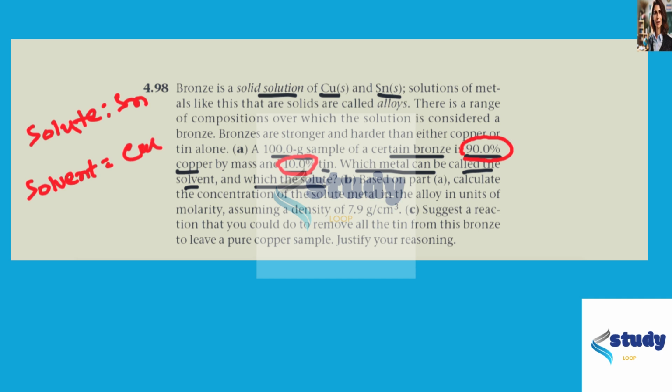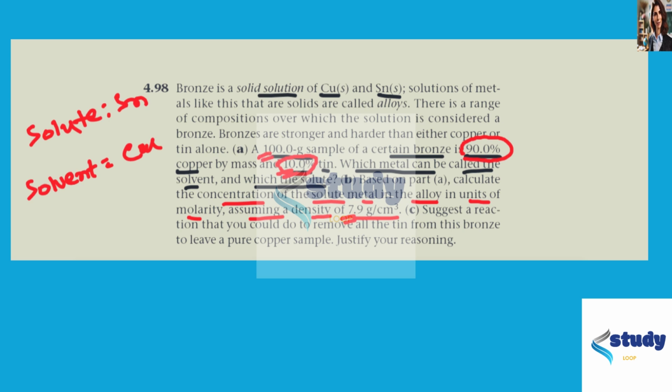Now in the second part of this problem, we have to find the concentration of the solute metal in the alloy in units of molarity, assuming a density of 7.9 gram per cc. First we have to find the number of moles of tin from its mass. The mass of tin is 10% of 100 gram, which is 10 gram. Then we can find the volume of the solution from its density and the mass of the solution, which is 100 gram.